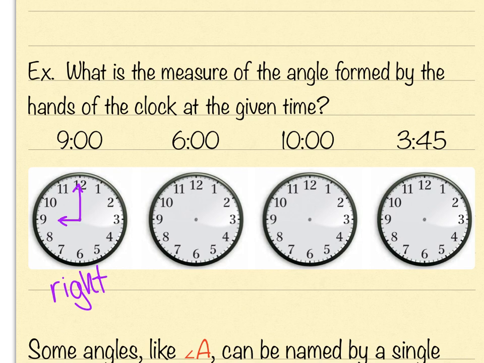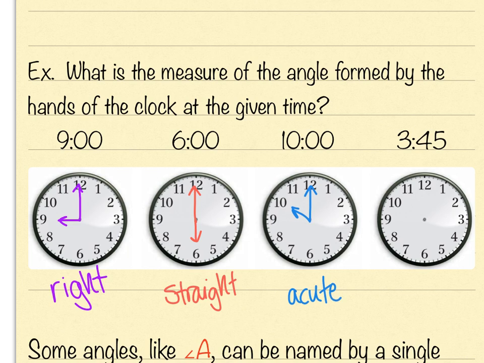And then we've got 6 o'clock. At 6 o'clock, the hour hand is going to be pointing straight at the 6. The minute hand is going to be pointing up at the 12. And that would be a straight angle. And then at 10 o'clock, we've got the hour hand pointing at the 10 and the minute hand pointing again at the 12. That would be an acute angle because it's less than 90 degrees, smaller than a right angle.